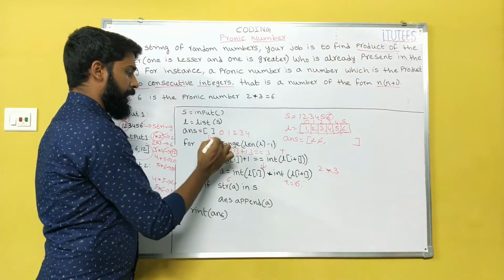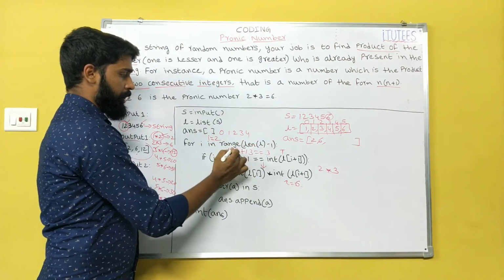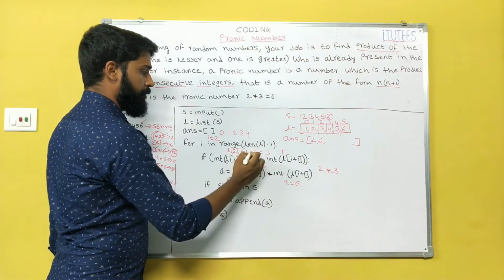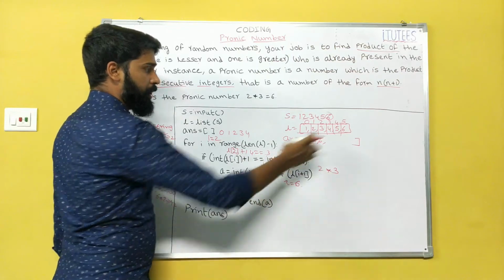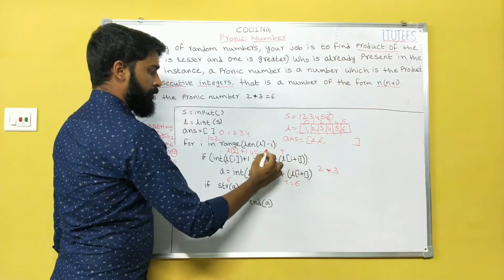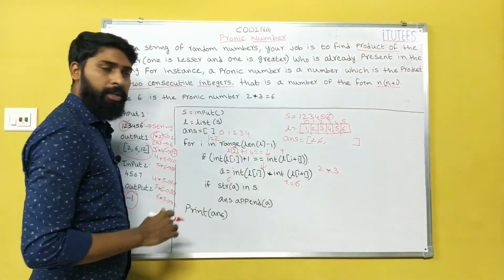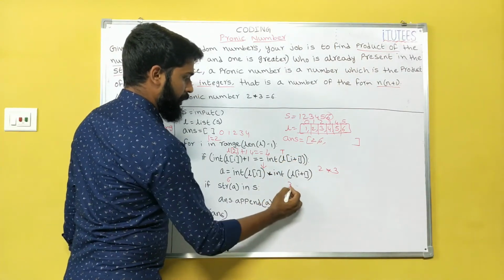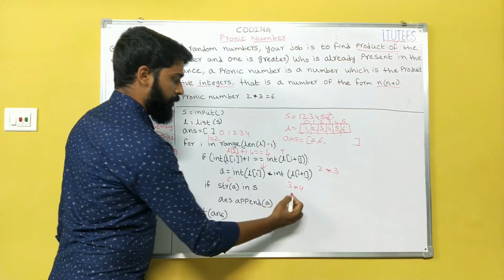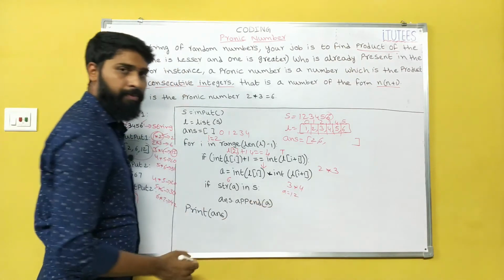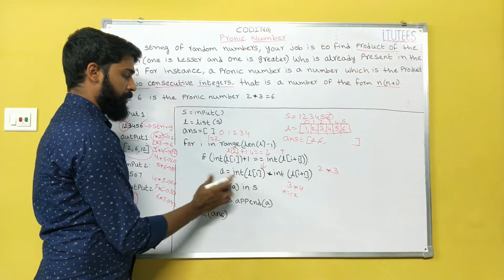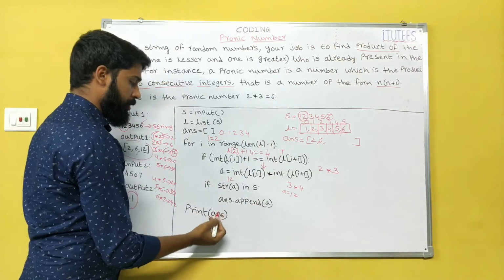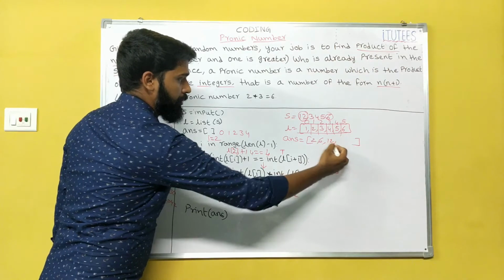Next iteration, i becomes 2. What is L of 2? 3. 3 plus 1 is 4, and L of i plus 1 is also 4. True, so enter into the block. 3 into 4 is 12, so A equals 12. Now we check whether 12 is in S. Yes, 12 is in S, so append it into ans.